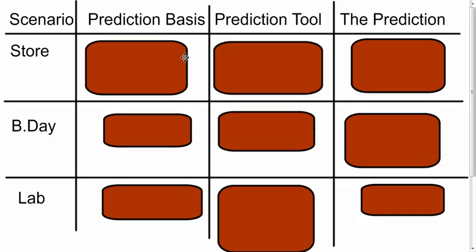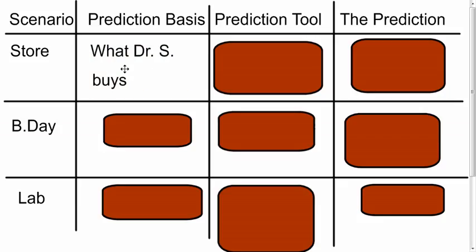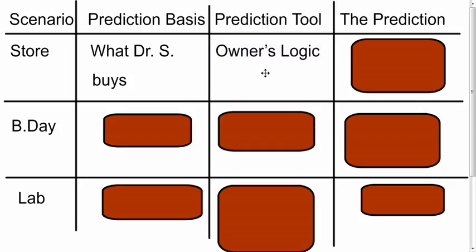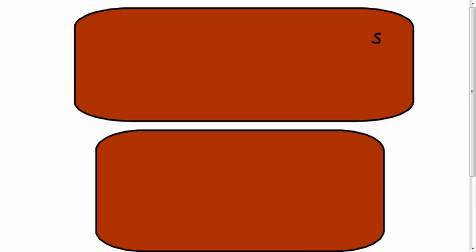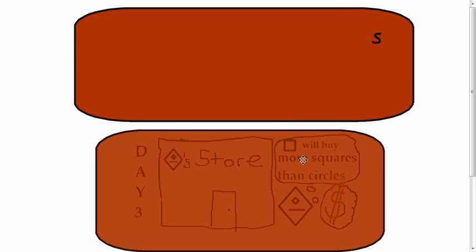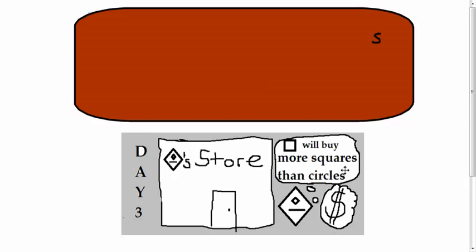In the store, you've got what Dr. Square buys. That's the prediction basis. The tool that is used is the owner's logic. They see what he buys and they think what else he's going to buy. The prediction here, in this case, is what Dr. Square will buy. You can remember, the prediction was he's going to buy more squares than circles.